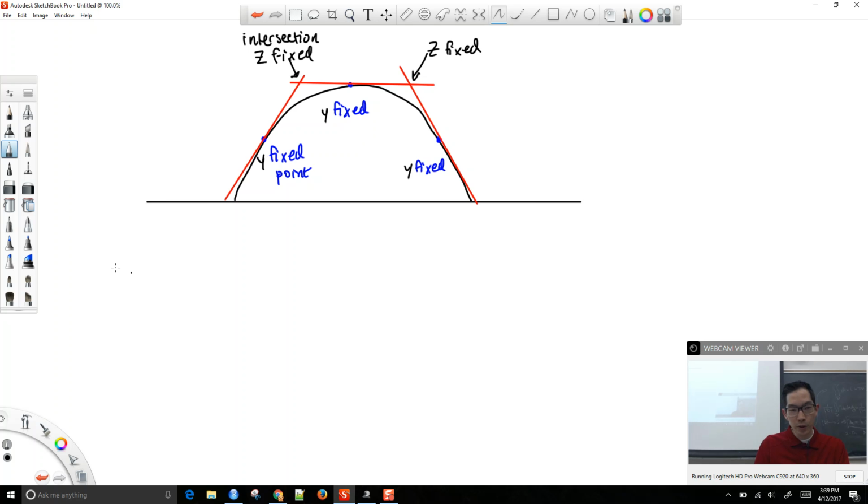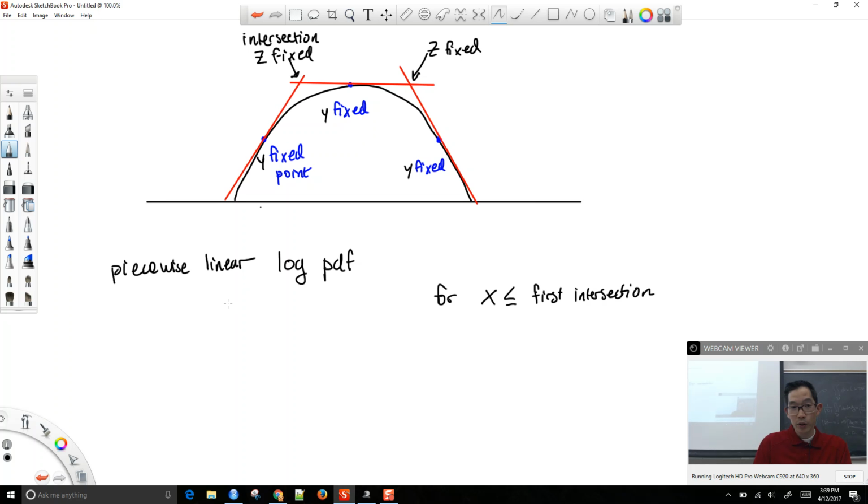And so our piecewise linear log PDF is basically, for x less than or equal to our first intersection, the line that is tangent to the first fixed point.